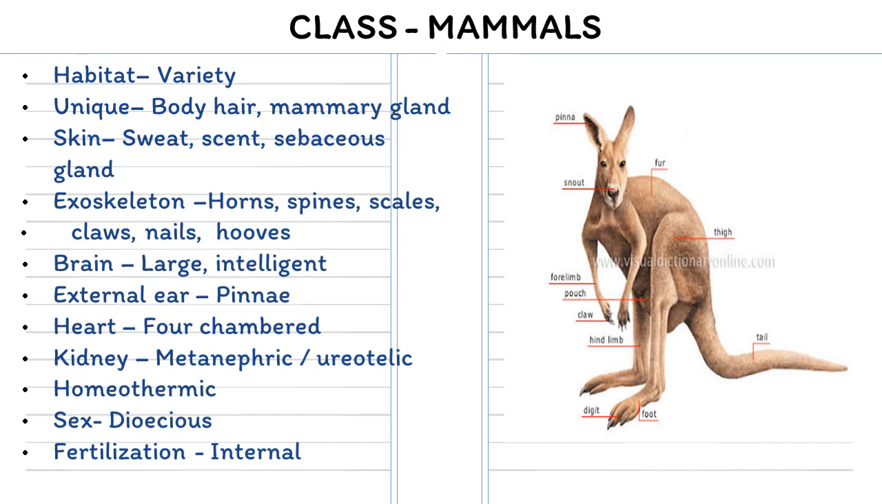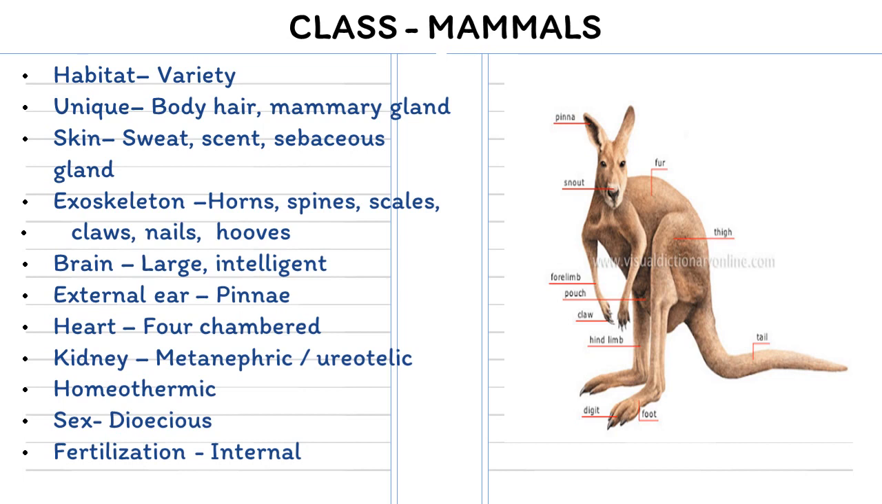And here the exoskeleton is converted into various forms such as horns. Some mammals may consist of horns, right? Horns, spines, scales, claw, nail, hooves. What do you mean by hooves? Cattle may have in the leg one hard part, no? That is called the hooves. So these are modifications of the exoskeleton. The exoskeleton will be modified into these forms, right?